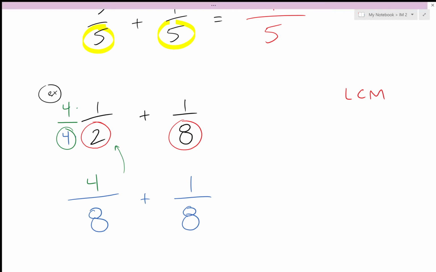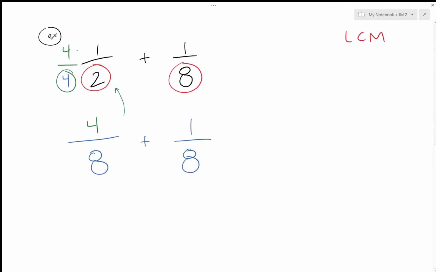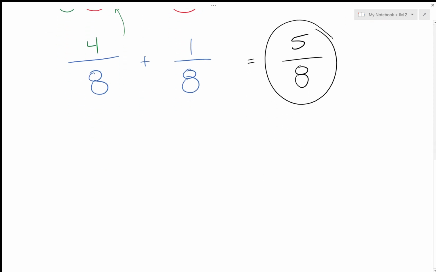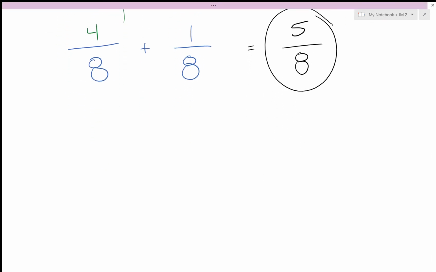Because now my new fractions have a common denominator. And I can write that bottom number here, 8, and then adding on the top, 4 and 1 now make 5. So 5/8 is my answer. So when numbers are not the same on the bottom, we can multiply by technically 1, just using different numbers to get to where we want to go.